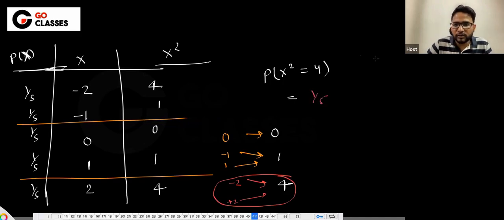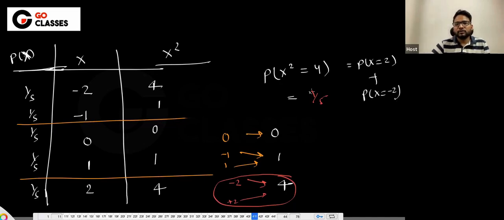Or in other words, you can say this is the same as probability of x being 2 plus probability of x being -2. So this is 2 by 5. Okay? Because these are the two values which are contributing to x square equal to 4. So you need to collect all the outcomes. If the outcomes are not directly visible in case of a function of a random variable, then you need to collect all the possible values of x that are contributing to your g(x) equal to something.